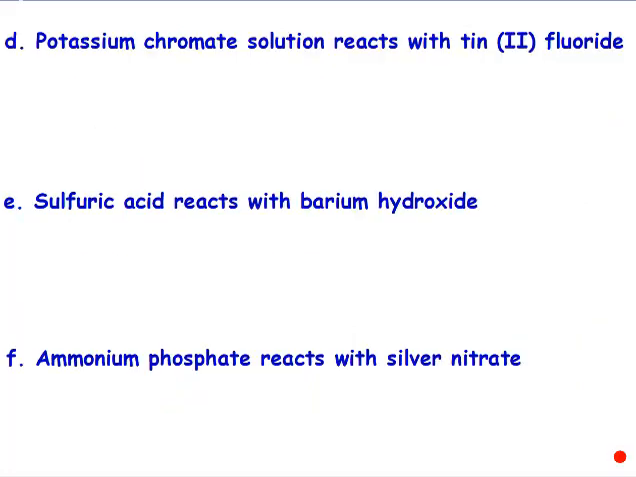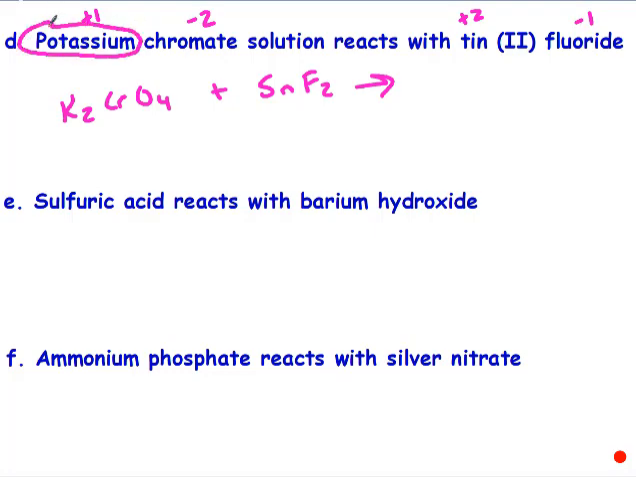All right, go ahead and pause the video and write your reactants for D. Restart when you have your reactants. So potassium was a +1, chromate was a -2, and then tin is a 2 and fluoride is a -1. We have all our charges listed above, so I don't need to rewrite them. But potassium is going to go with fluoride, and tin is going to go with chromate.